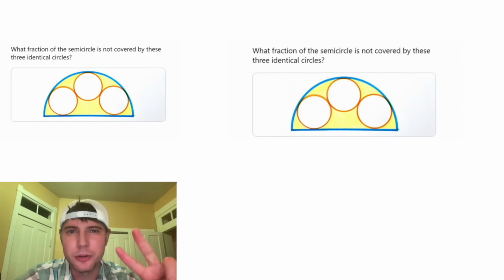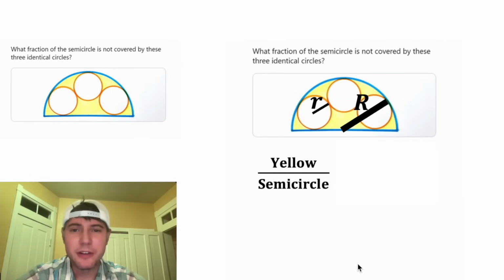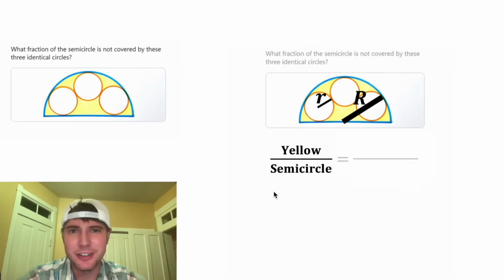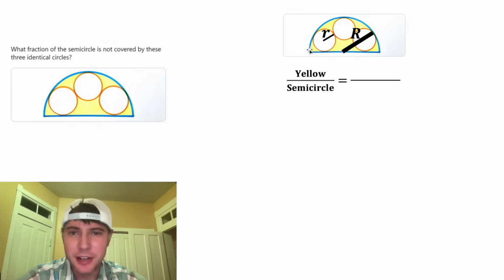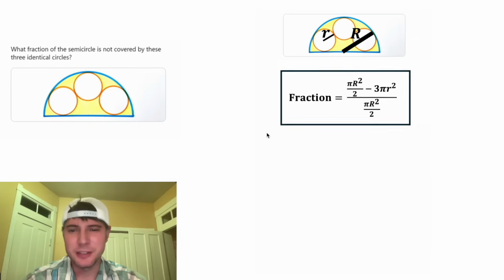First, let's find a radius of one of the smaller circles, and let's call it little r. And then let's find a radius of the semicircle, and let's call it big R. So ultimately, we're trying to find the ratio of the yellow to the semicircle. Well, let's do the bottom first, the semicircle. The semicircle will be pi big R squared divided by 2. And then for the yellow part, it's going to be the semicircle minus 3 of the little circles. So it'd be pi big R squared divided by 2 minus 3 pi little r squared. So this is the fraction that we're trying to solve. This looks important. Let's put a box around it. Let's move it down here.